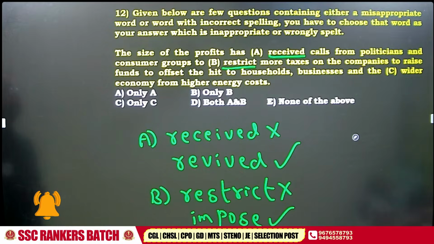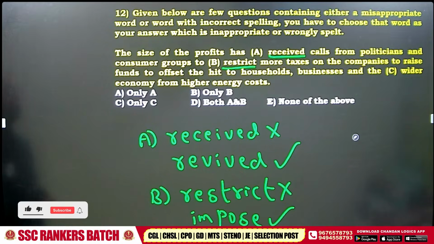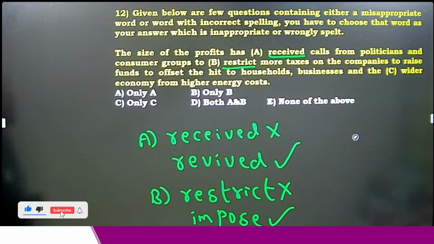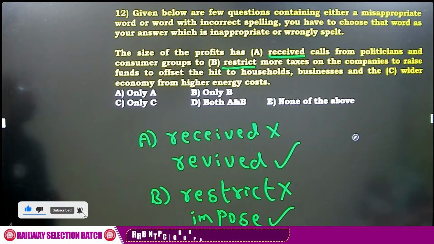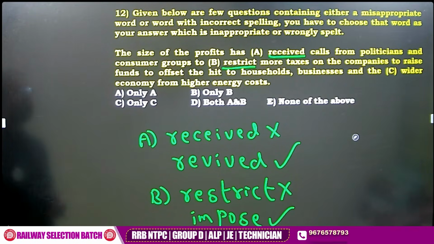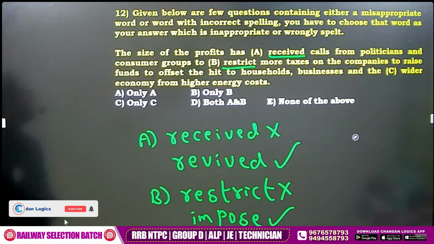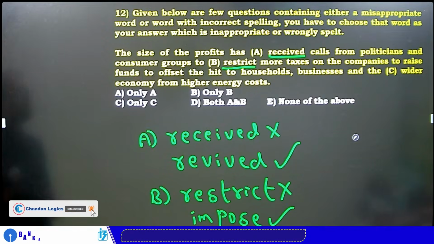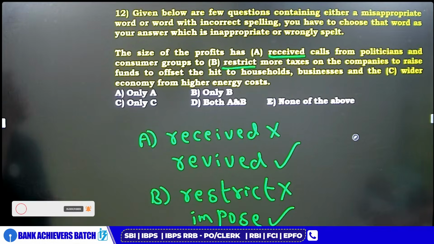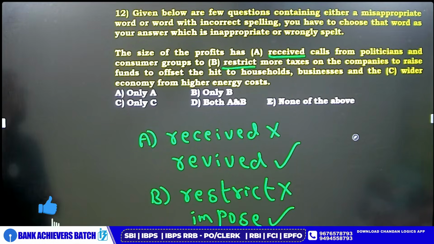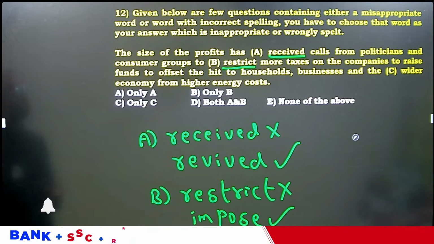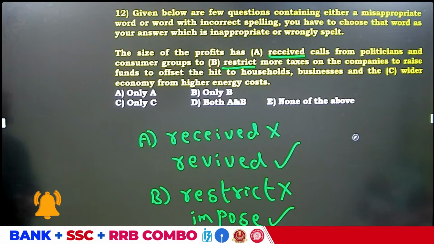The size of the profits has revived calls from politicians to impose taxes on the companies to raise funds to offset. Only if you impose taxes, the companies will have to raise their funds. Only then the households can be hit, businesses and wider economy from higher energy costs.